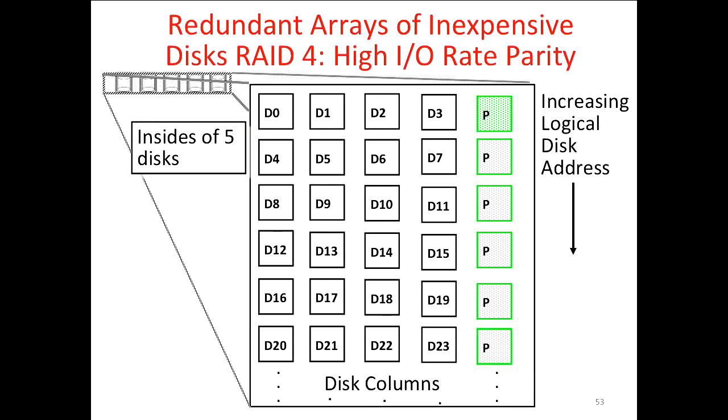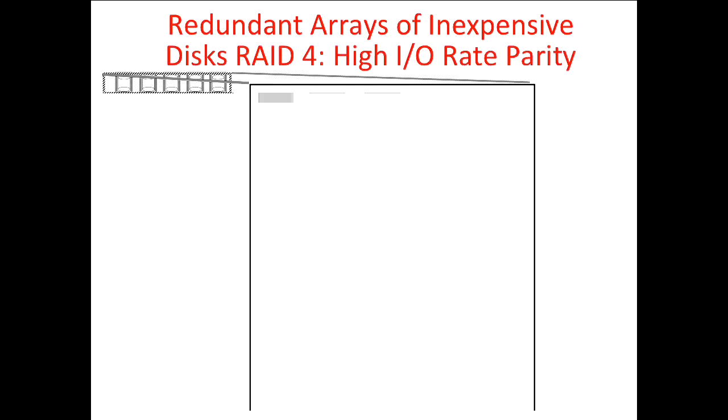So RAID 4 is really just taking this out and looking at lots and lots of disks and doing this at high I/O rates. It's really kind of the same picture. We have 5 disks. And what you're going to do is write a block. Instead of a word at a time, you're going to write a block at a time. So a whole 4 kilobyte block.